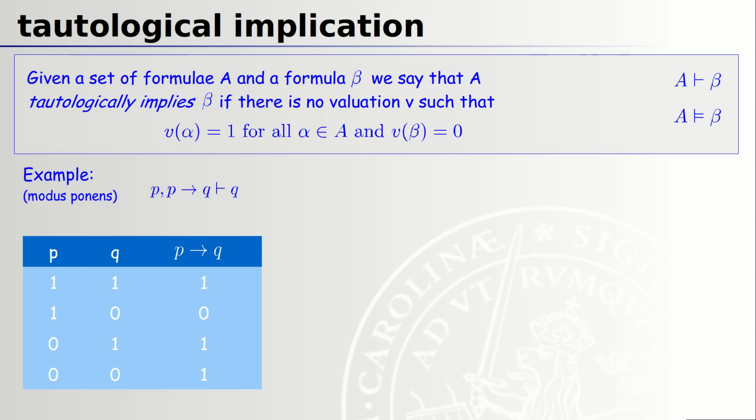Tautological implication is represented by these turnstile symbols, and the reason it is called tautological is that it is true for all assignments of the elementary letters, that is for all valuations.